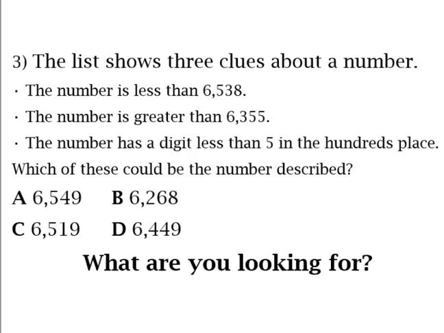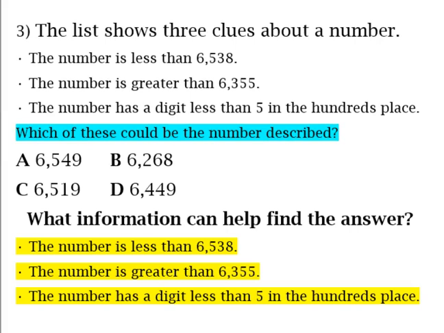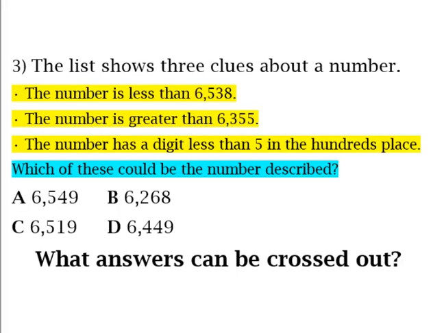What are we looking for? We are looking for the answer that can be the number being described. What information can help find the answer? Well, all of our clues, okay? All of our clues are what can help us find the answer. So, what answers can be crossed out?